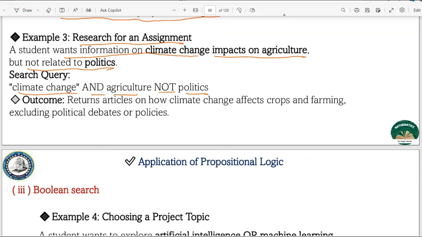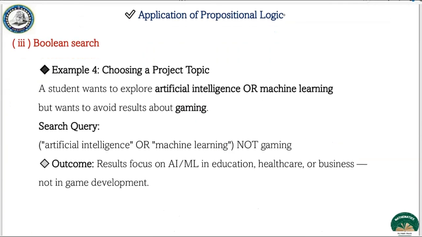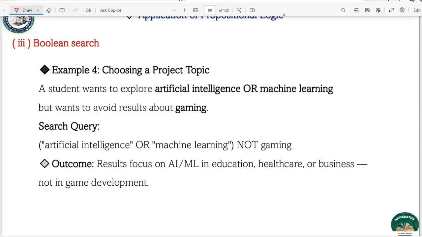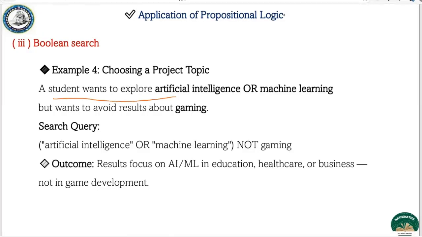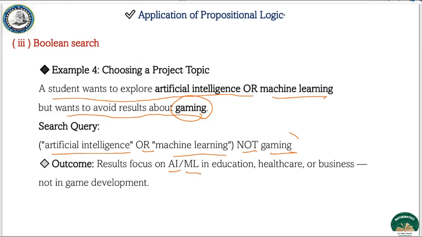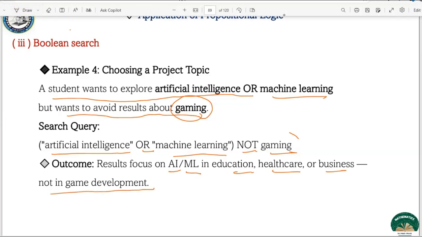Then moving on with the next example, choosing a project topic. The student wants to explore artificial intelligence or machine learning, but wants to avoid results about gaming. So you write artificial intelligence OR machine learning, NOT gaming. We will get results only about AI, artificial intelligence, and ML, that is machine learning, in education, in healthcare, in business, not in game development. So this is how Boolean search helps us find the results.